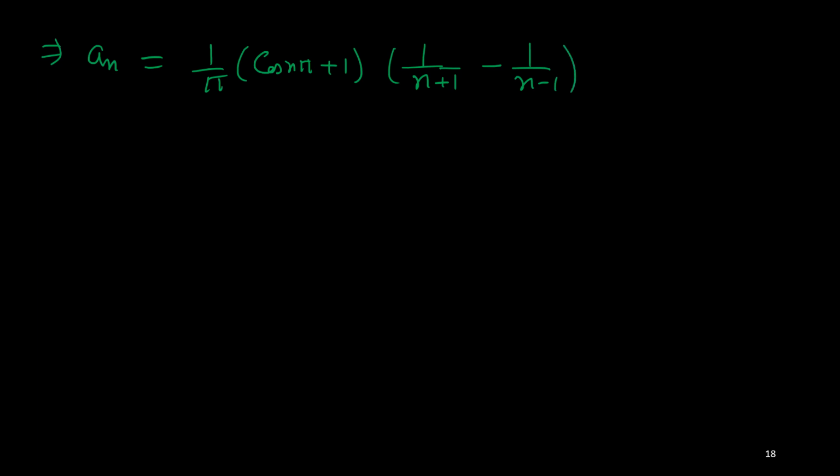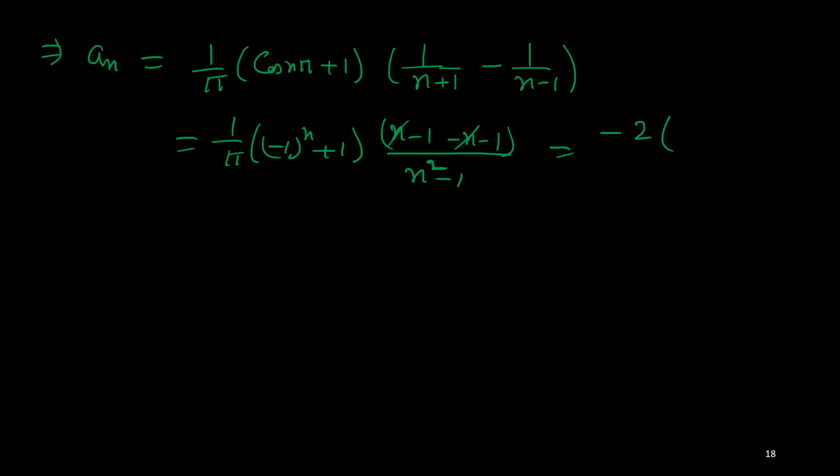So we'll continue. So therefore, an, I can write 1 by pi and cos of n pi plus 1, and this is 1 upon n plus 1 minus 1 upon n minus 1. Okay, so now it is 1 upon pi. And this one, if you simplify it, this is your minus 1 whole to the power n plus cos n pi, and this is your n square minus 1, and this is your n minus 1 minus n minus 1. So this n will cancel out. It is minus 2. So it is becoming minus 2 times minus 1 to the power n plus 1 upon pi times n square minus 1.